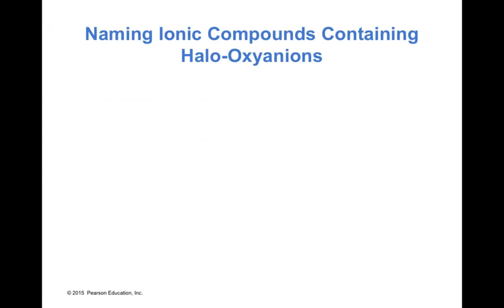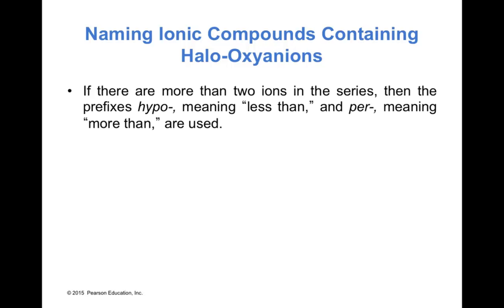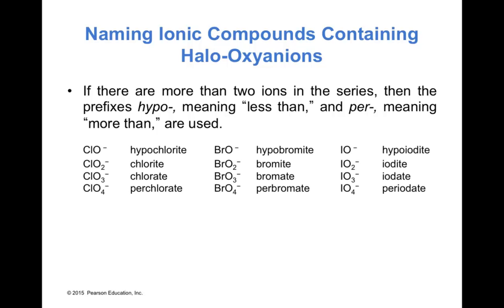There's another type of ionic compounds that contains not just oxyanions, but also halogens. If there are more than 2 ions in the series, then the prefix hypo, meaning less than, and per, meaning more than, are used. So for example, here we have ClO2 and ClO3. ClO2 has a lower number of oxygen than this one, so that's why I use the ITE, and this one is the ATE. So this is chlorite and this is chlorate. But we have also another one that has a lower number of oxygen.